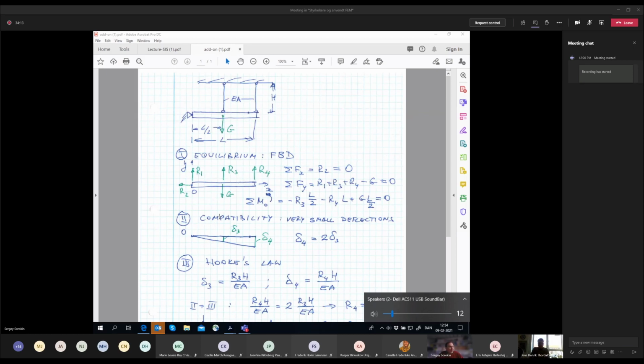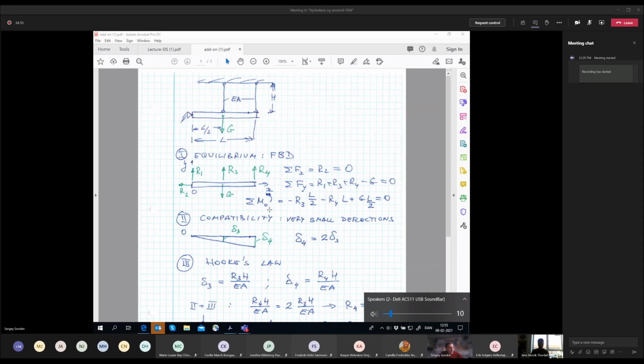Then we are stuck with this indeterminacy, so we don't have enough equations. We cannot find the reaction forces. We cannot design the structure, but we need to design it. We need to design these ropes to ensure that this bar doesn't fall down. And in order to do it, we allow for deformations, but these deformations are very small. So small that this point goes downwards, and this point also goes downwards, so that we have this relation between displacements of point 3 and point 4.